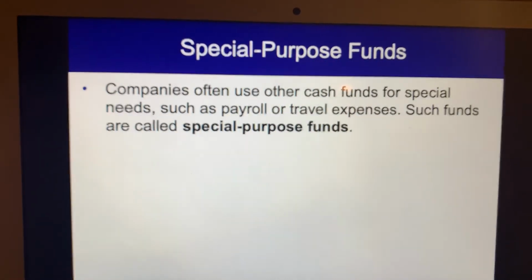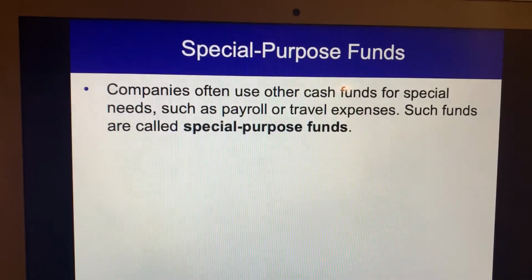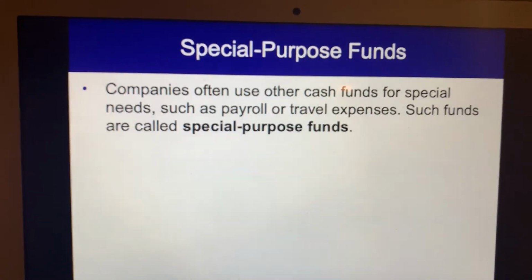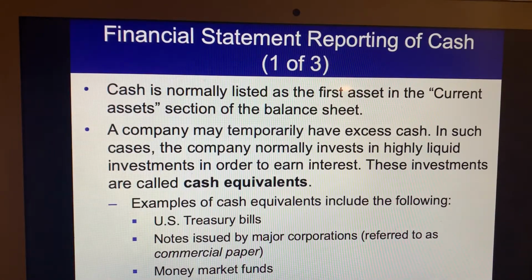Special purpose funds. Companies often use other cash funds for special needs such as payroll or travel expenses. Such funds are called special purpose funds. Cash is normally listed as the first asset in the current assets section of the balance sheet. A company may temporarily have excess cash. In such cases, the company normally invests in highly liquid investments in order to earn interest. These investments are called cash equivalents. Here's some examples. U.S. Treasury bills, notes issued by major corporations referred to as commercial paper, or money market funds.